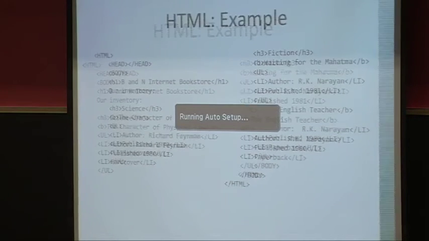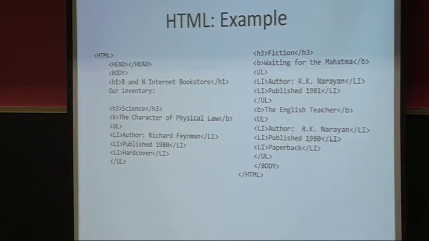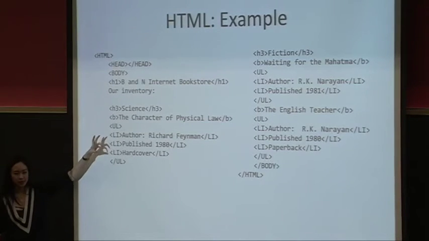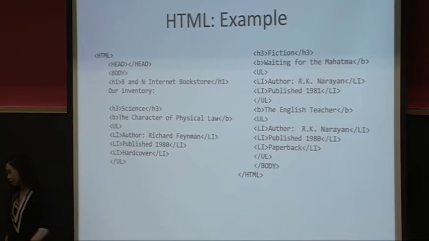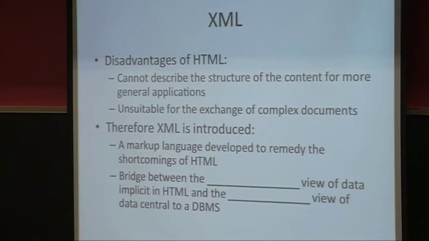As we said earlier, for HTML, all of these tags are basically just telling the browser, here is an unordered list, and each of them is an entry of the list, or any other kind of formatting information. So there are actually some disadvantages of HTML. The first is that it cannot describe the structure of the content for more general applications. It's not telling you anything about the structure of the data itself. It's just saying how I want it to look.